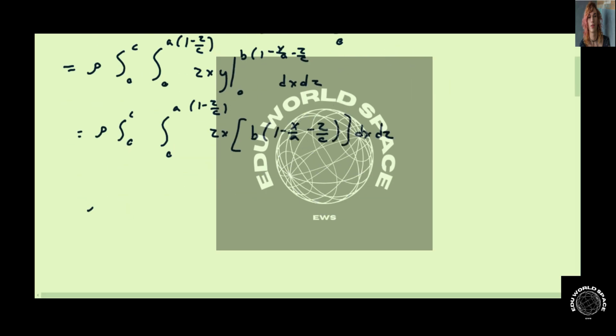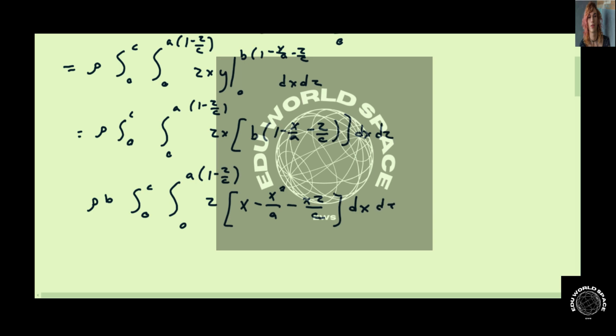And now we're just going to put the b out here. We have the integral from 0 to c and 0 to a(1 minus z/c), of z times x(1 minus x/a minus z/c) dx dz. And that's because we're going to do, as you can guess, the x next. Okay, and you see, this is doable. It's not that hard. So what you can do is also just put the z out here, so you don't have to worry about it.